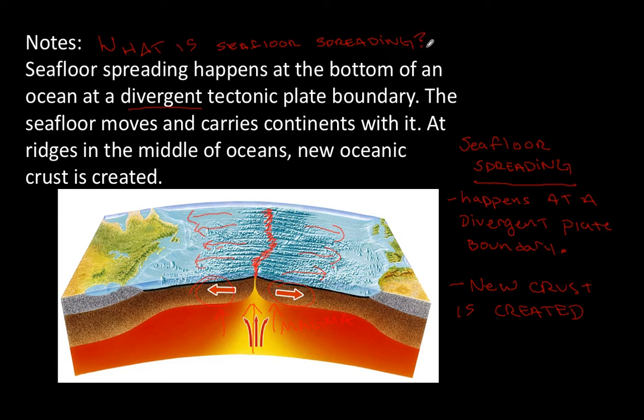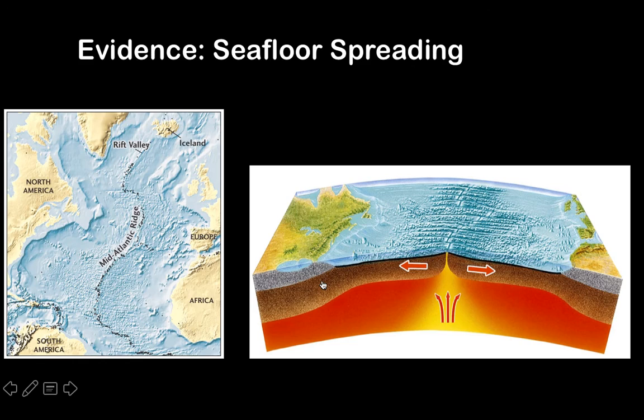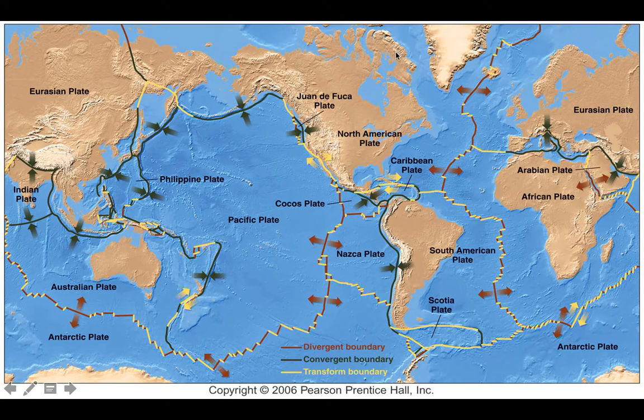Forgot my question mark up here. Okay, so what is seafloor spreading? There you go. Alright, here is a summary of how fast seafloor spreading actually occurs. So 10 centimeters a year to 3 centimeters a year on the slow end. And that's about the rate that your fingernails grow, 5 centimeters a year. So New York City and London are getting further and further apart, but they're getting further apart at a relatively slow rate, about 5 centimeters per year.